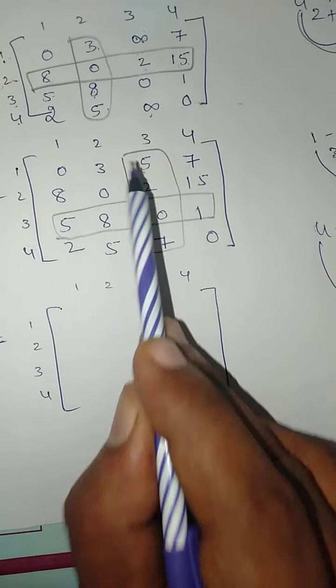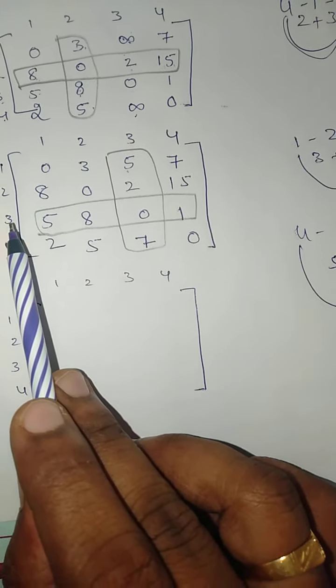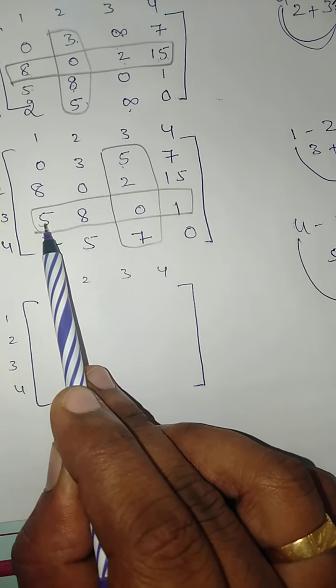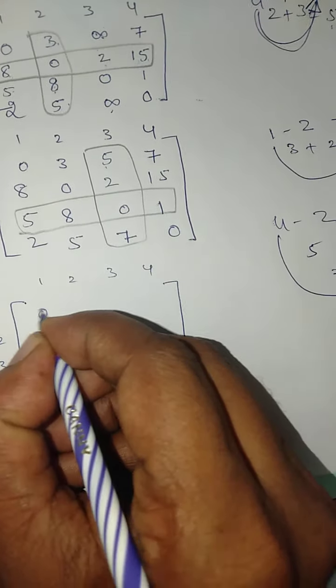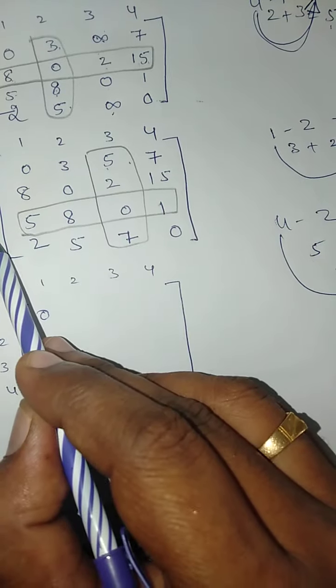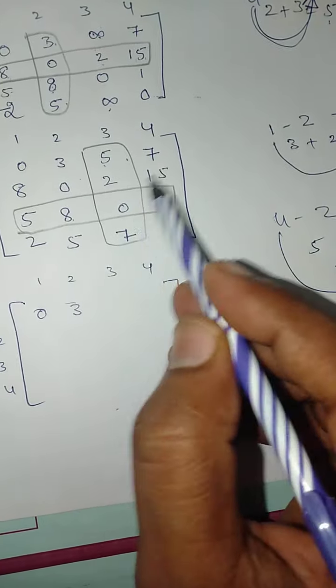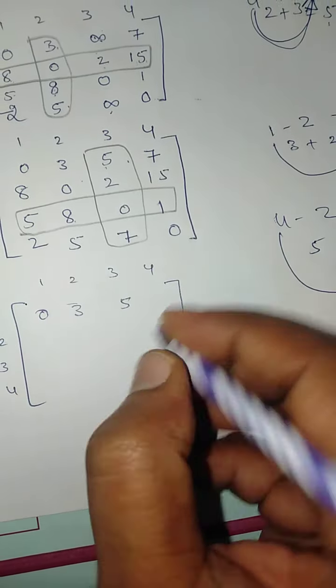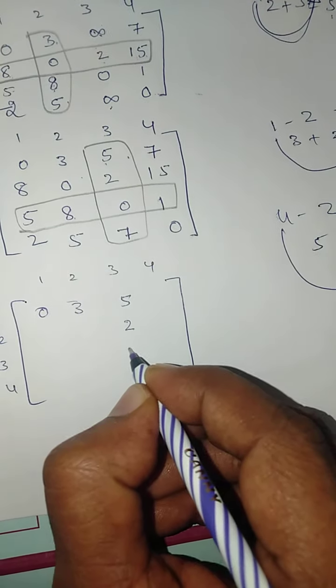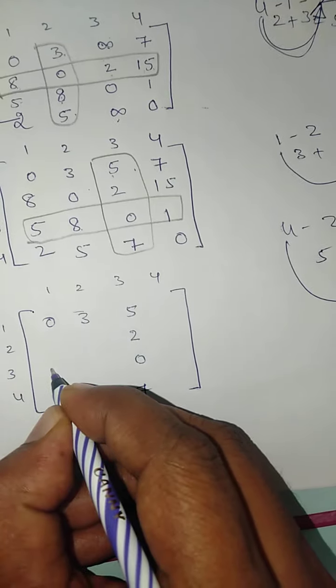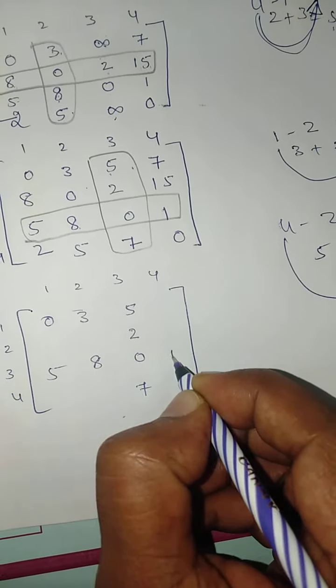So 1 to 3 and 3 to 1. So 1 to 1, it is already 0. 1 to 3, 3 to 2. So 3 is already there, lesser value. Next, this 5 as it is, then I will write this 5, 2, 0, 7 and here 5, 8, 0, 1. Okay.